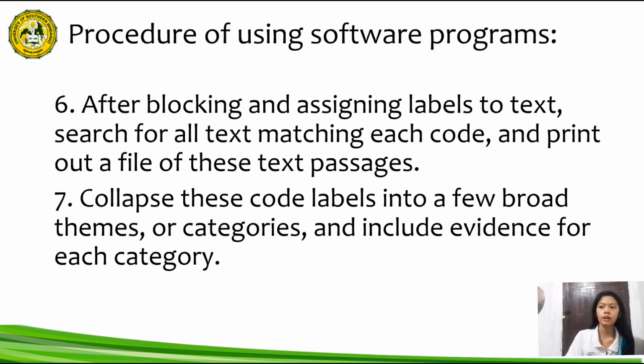The sixth step is, after blocking and assigning labels to the text, search for all the text matching each code and print out a file of the text passages. And lastly, collapse the codes, or break down the code labels, into a few broad themes or categories and include evidence for each category.